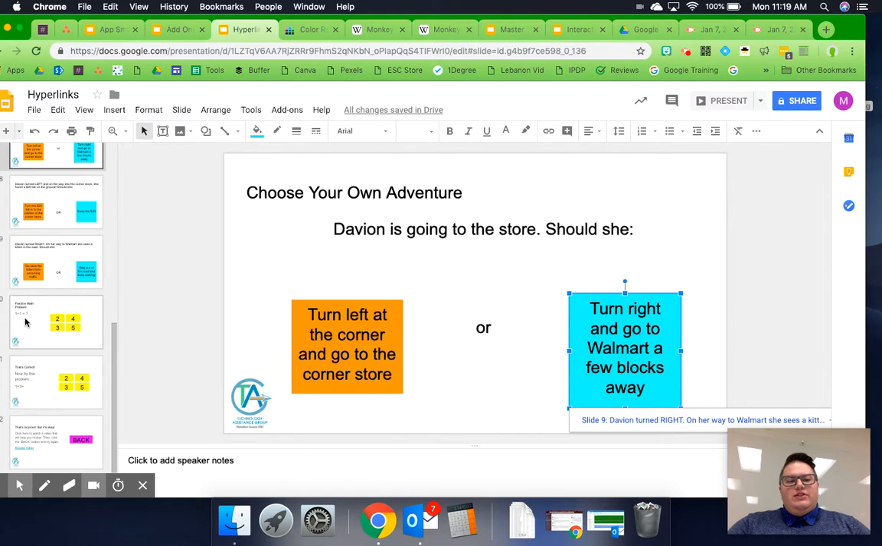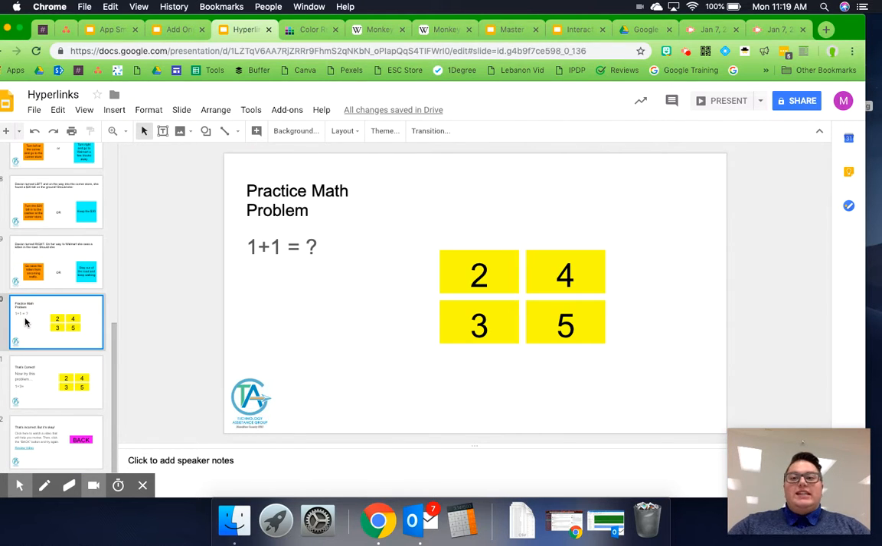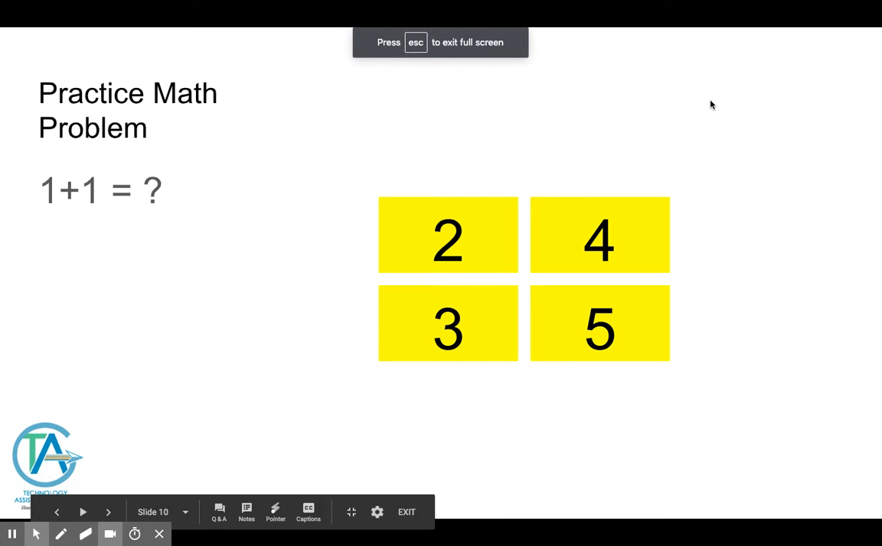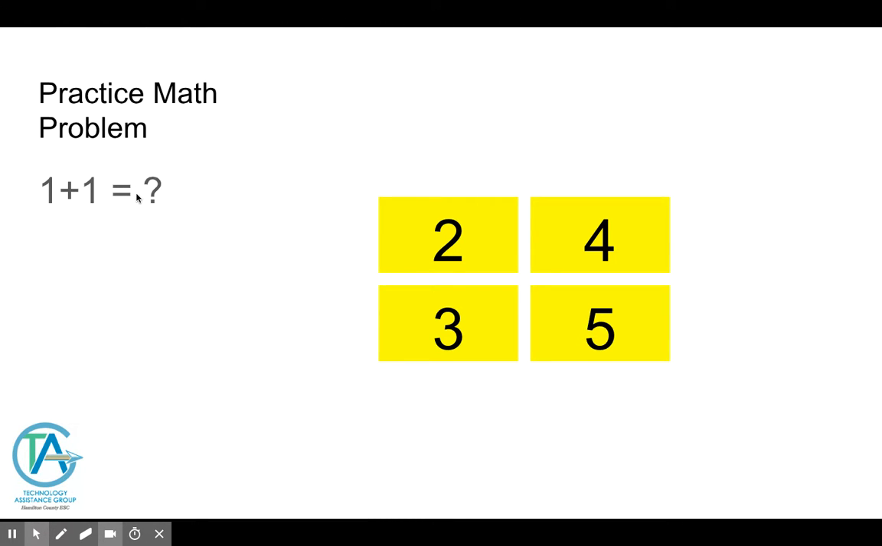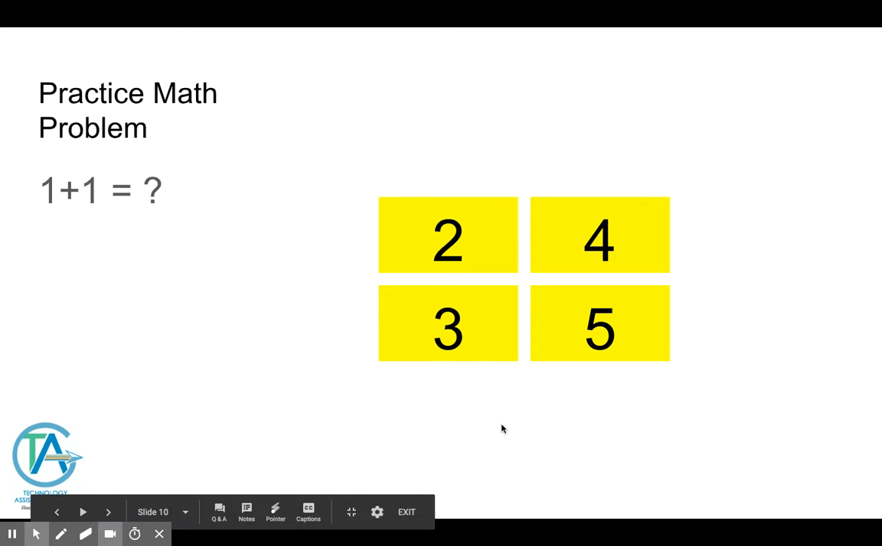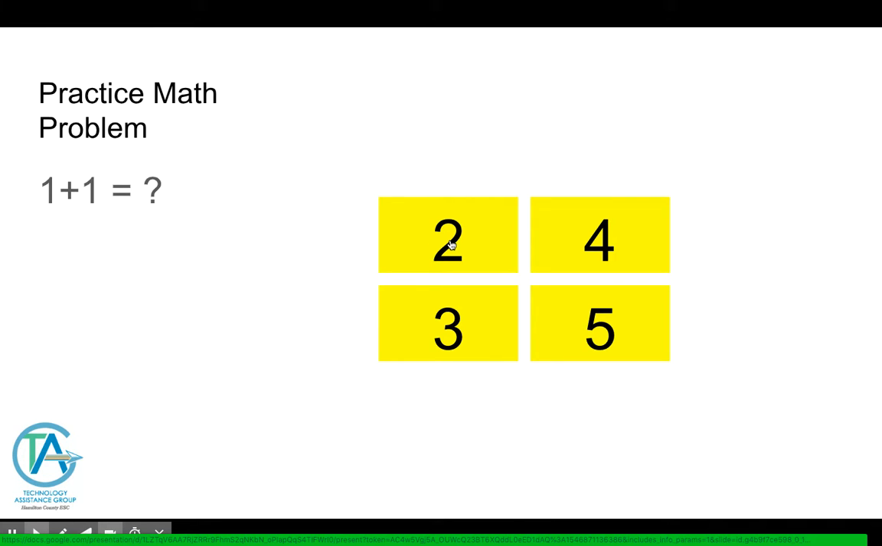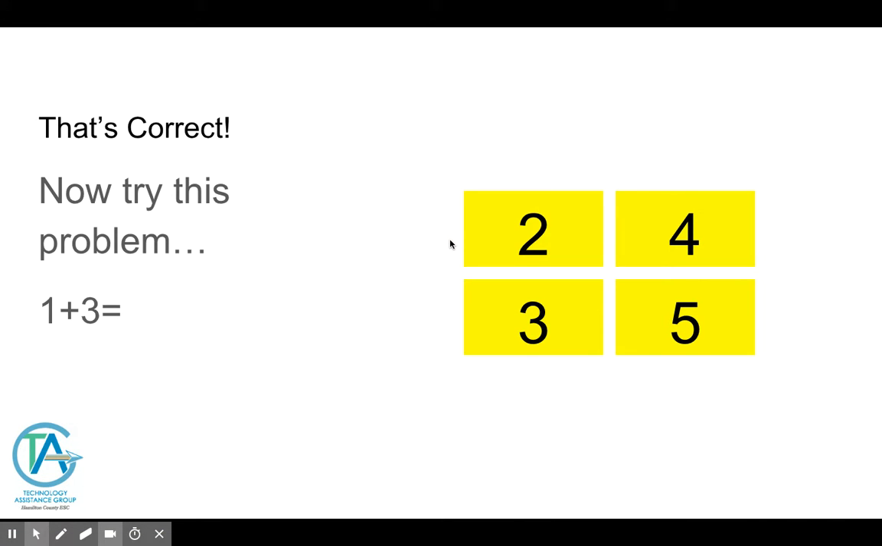The third way that you could use this is a formative assessment piece to give students some feedback. So I'm going to put this in present mode again, and I've basically made my presentation a multiple choice question. Here's a practice math problem. Is 1 + 1 equal to 2, 3, 4, or 5? If a student chooses the correct answer, I've turned this number 2 into a button that links to a slide that says, now that's correct, and it gives them a new problem.